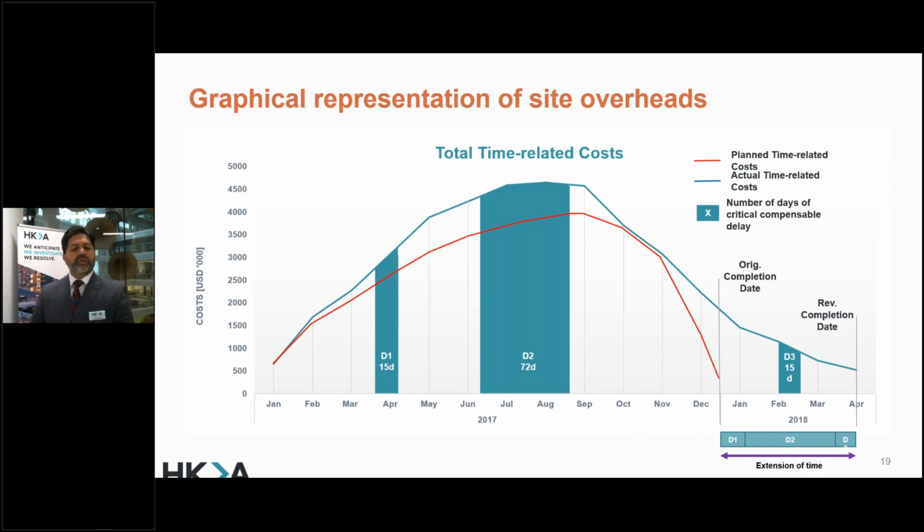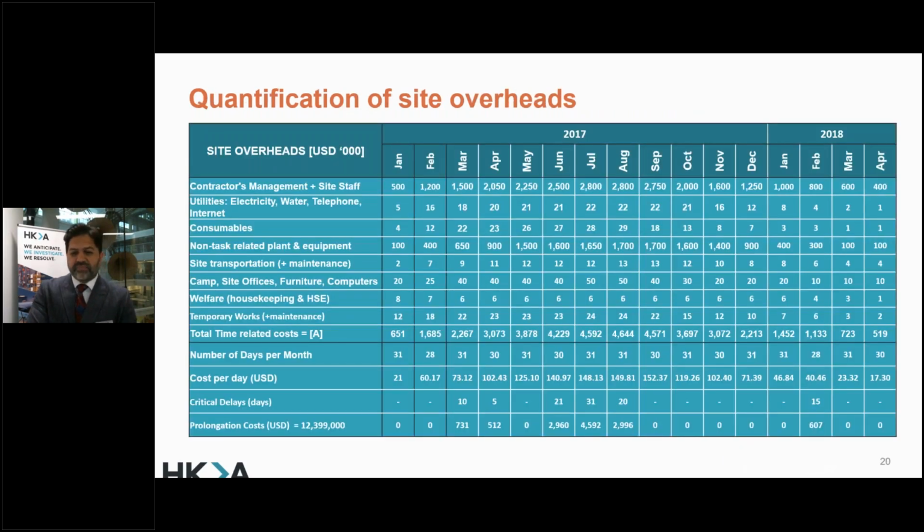And hence, because these are compensable delays and we have prolongation in this time, we need to recover this additional cost. This is not your direct cost. Direct cost is as per the contract, whatever it is. This is all the indirect costs that you're looking at recovery from your client. Big example, showing the same graph in a table format, to show non-task related plant and equipment significantly higher during the delay periods for whatever reasons.